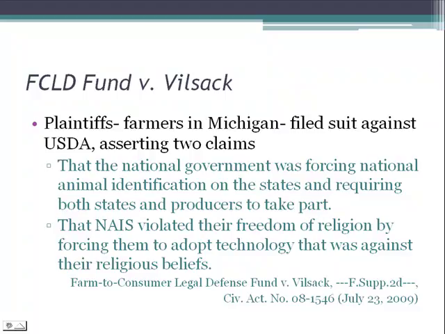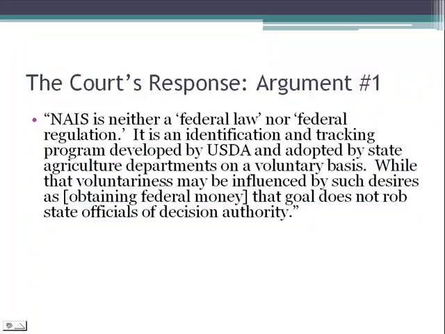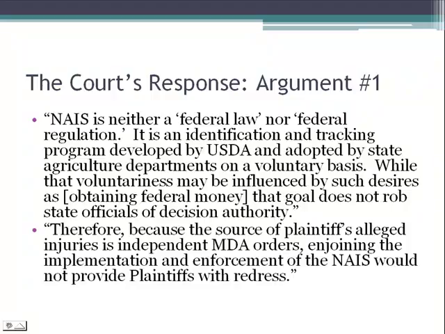And the court said that NAIS is neither a federal law nor a federal regulation, and instead it's a voluntary program. And because it was a voluntary program, the federal government wasn't forcing anything on the states, and the states could adopt whatever regulations they felt were necessary. In this case, Michigan adopted the mandatory ID. Therefore, because it wasn't a mandated federal program, they were dismissing it on those grounds.